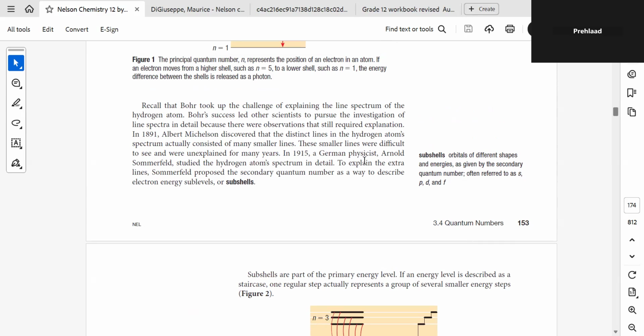In 1915, German physicist Arnold Sommerfeld studied the hydrogen atom spectra in detail to explain the extra lines. Sommerfeld proposed a secondary quantum number as a way to describe the electron energy sublevels.